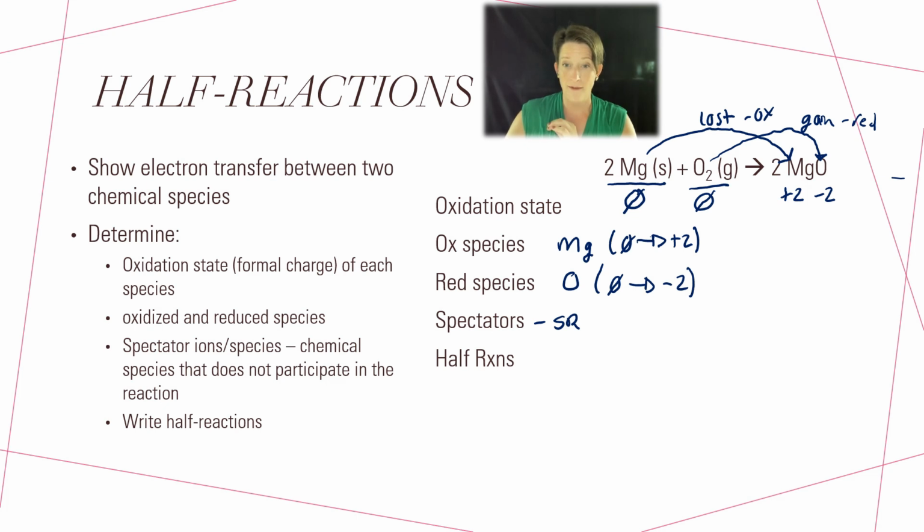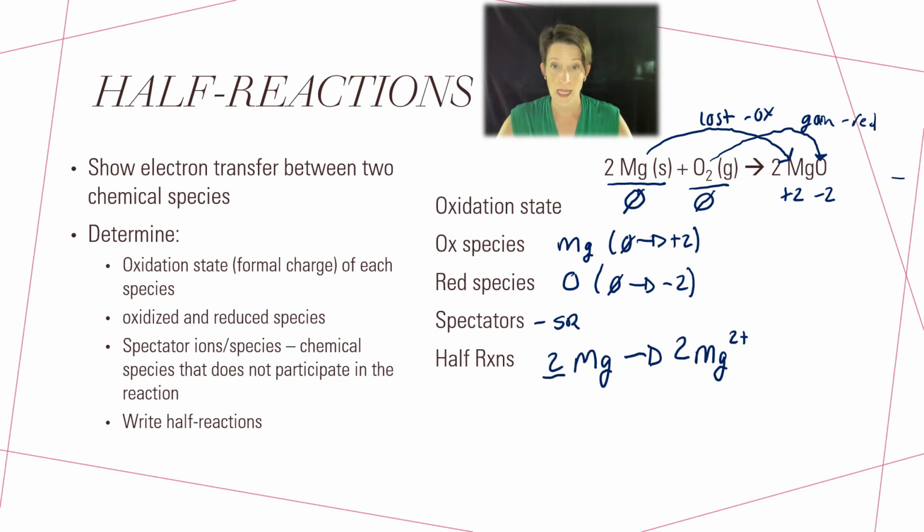Now, looking at our half reactions, we want to look at what's happening to magnesium, what's happening to the oxygen. We have to make sure that these stay balanced. Looking at our magnesium first. Magnesium becomes oxidized. To do this, it needs to give off electrons. So magnesium is going from its neutral to its charged species. We have 2 sets of magnesium. Each magnesium gives off 2 electrons. So 2 times 2 tells me 4 electrons are in play.